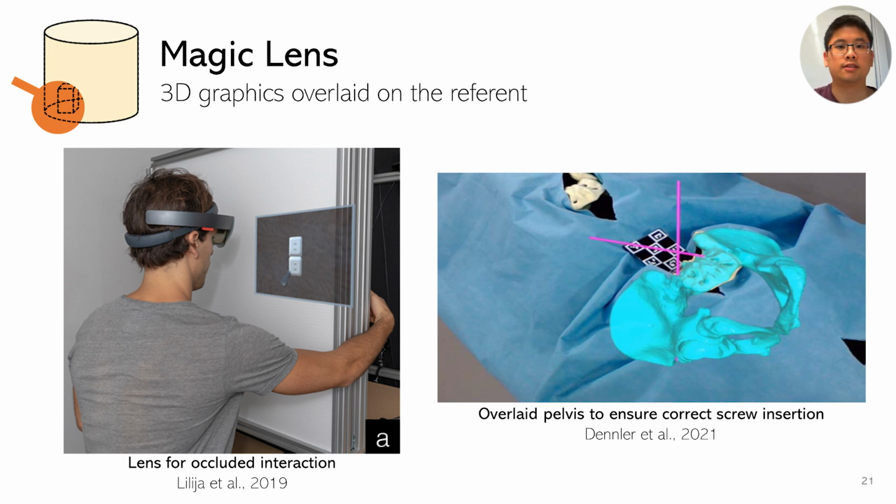A simple example is to see interactive objects that are out of view behind another object. A more applied example is to provide visual cues to ensure correct insertion of a screw into a patient's pelvis.